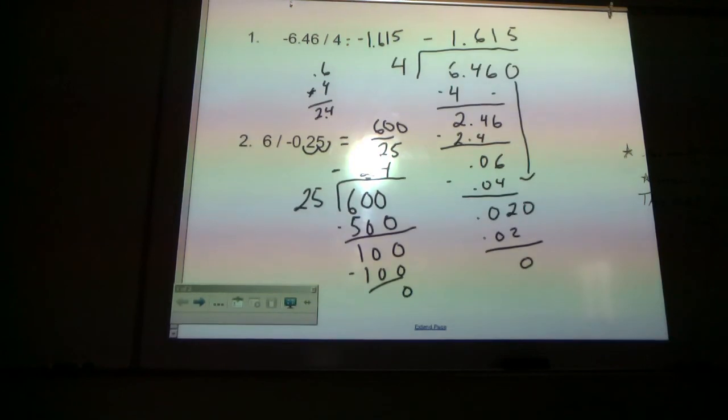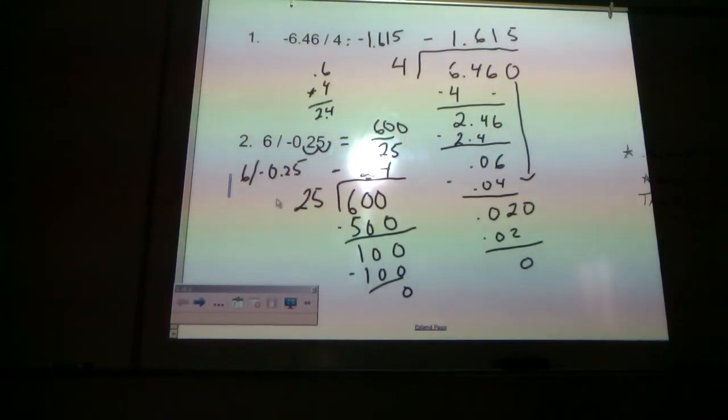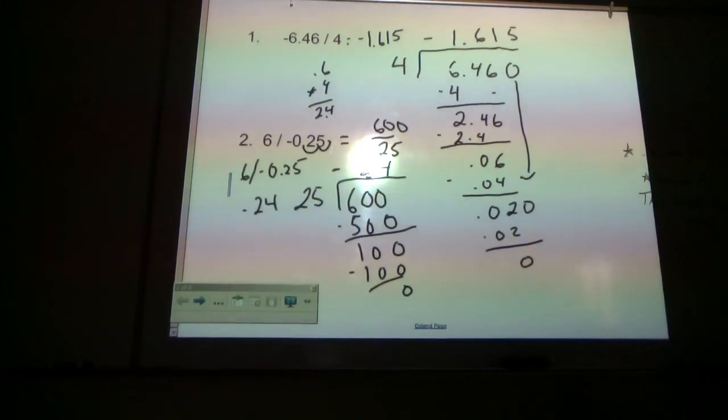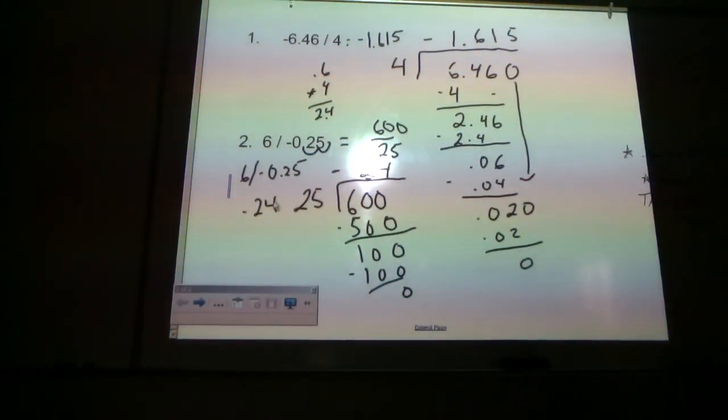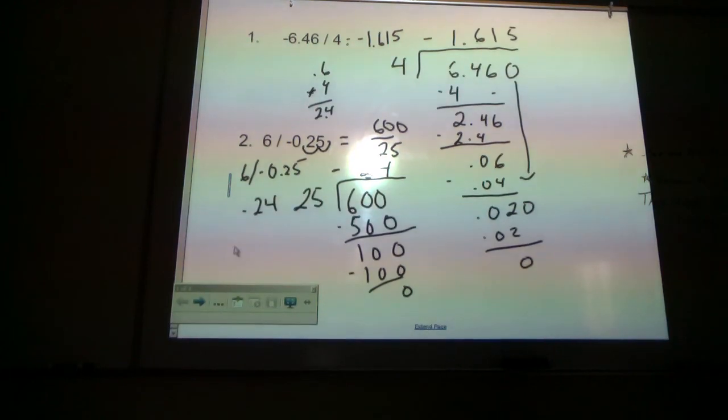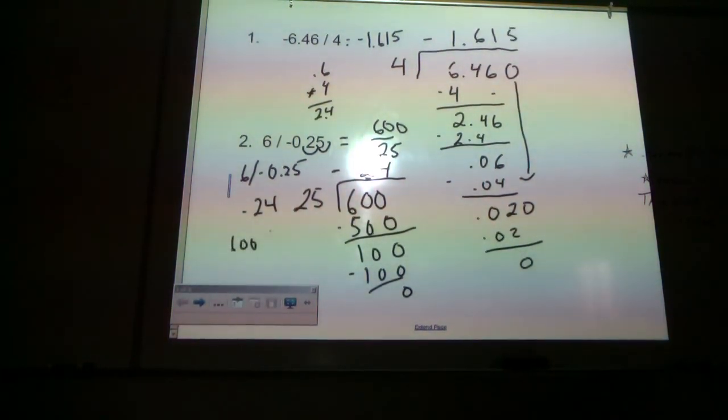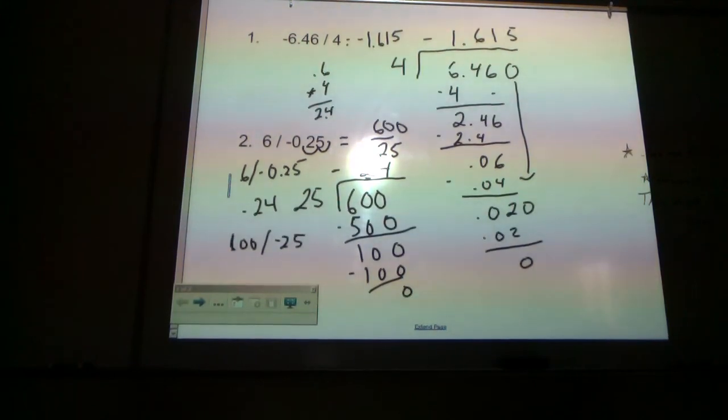So the answer is, if you take 6 and divide it by negative 0.25, and you can try this on your calculator when you're done, the answer is negative 24. But we actually changed this problem to 600 divided by negative 25. And we got our answer of negative 24. Okay? And so we moved that decimal point over.